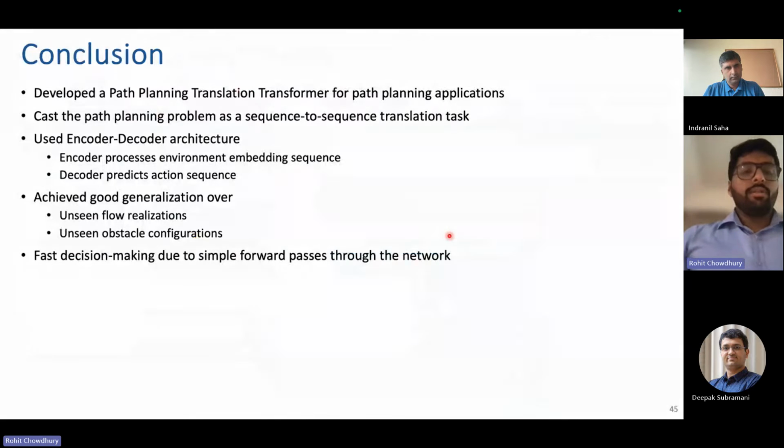So in conclusion, for this work, we developed a path planning translation transformer for path planning applications by casting the path planning problem as a sequence to sequence translation task. We used an encoder decoder architecture where the encoder processes environment embedding sequences and the decoder predicts action sequences. And we achieved good generalization over unseen flow scenarios and obstacle configurations. And once again, in this case as well, the decision making is fast because it's at the end of the day a simple forward pass through the network.